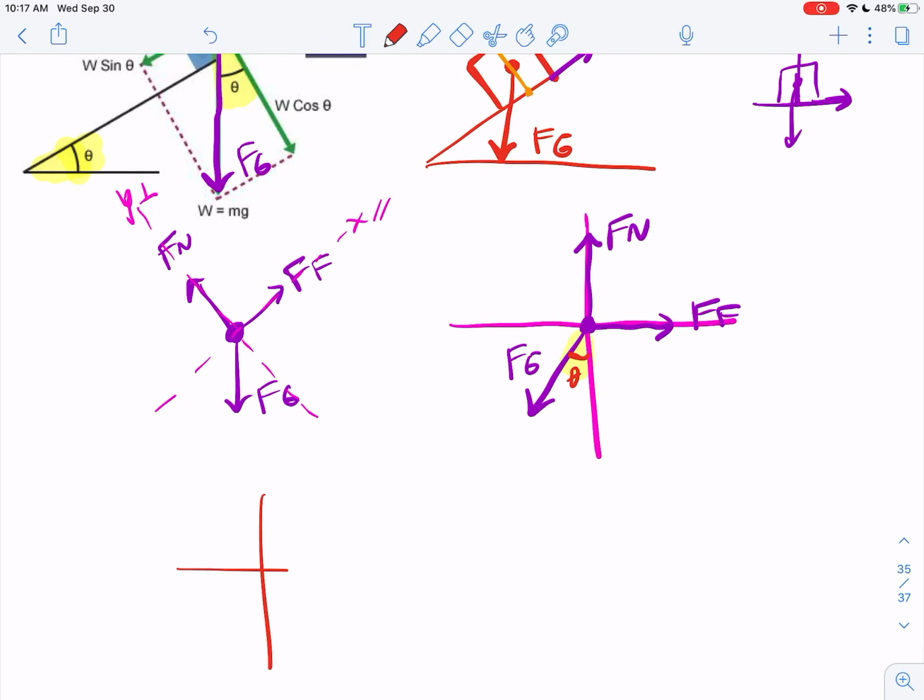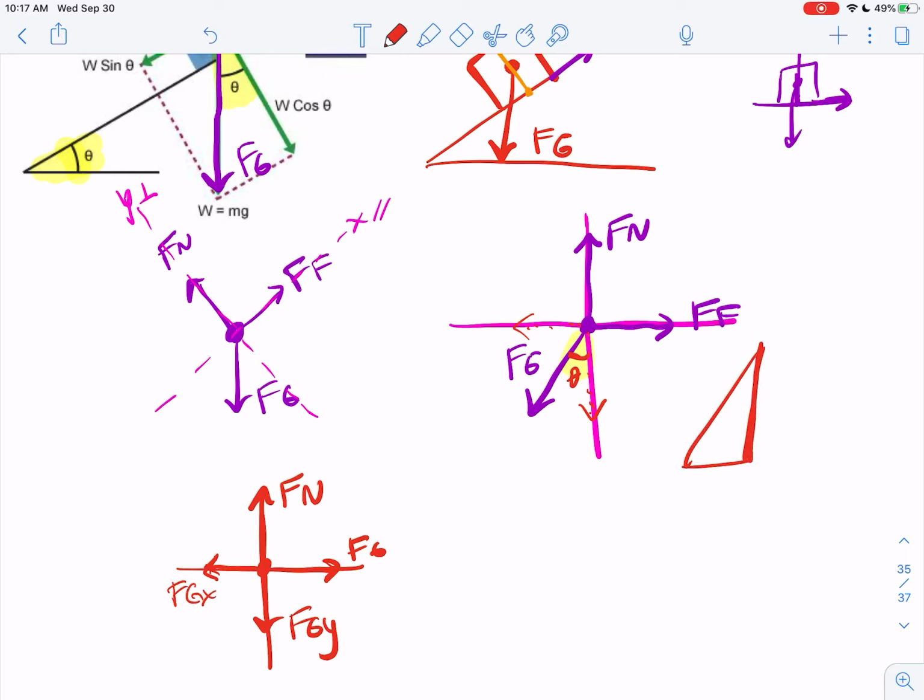If I redraw this now on the axes, I'm going to have this FGY and this way FGX, because I'm going to split this into its components. When I look at this triangle, that's my theta, that's my FG, that's my FGY, that's my FGX.